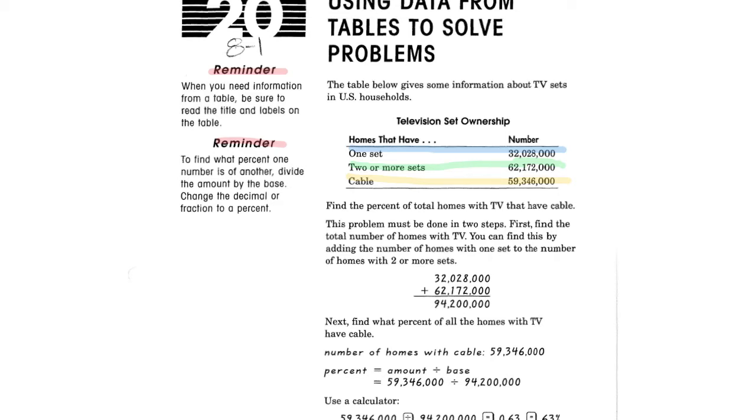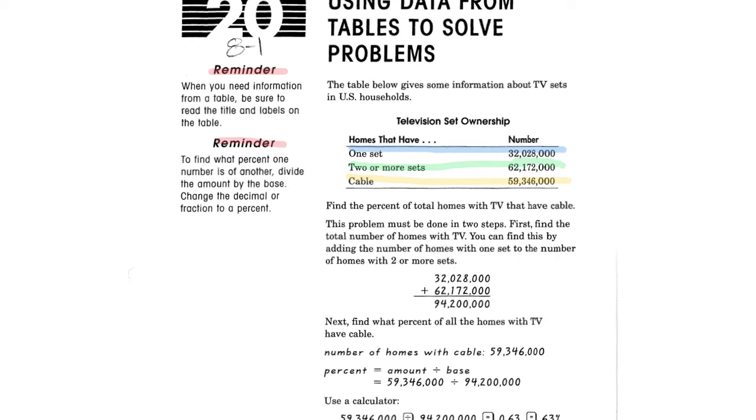So it says to find the percent of total homes with TVs that have cable. This problem must be done in 2 steps. First, find the total number of homes with TVs. You can do this by adding the number of homes with 1 set to the number of homes with 2 or more sets. So when you take 32,028,000 and 62,172,000, you get 94,200,000.